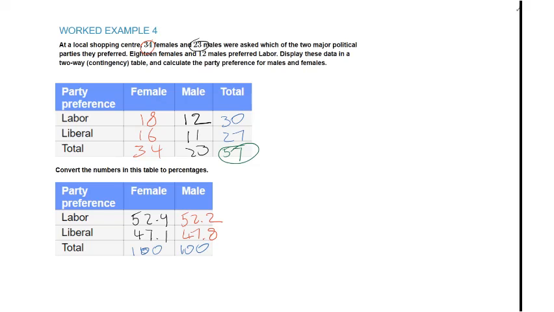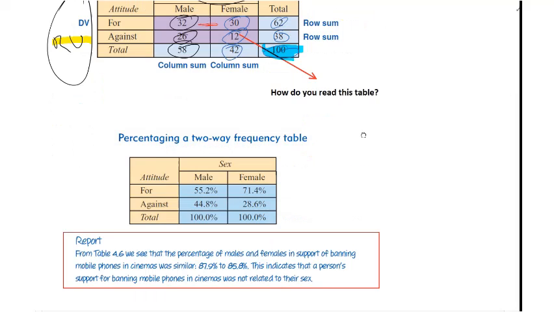What we can say from this is that initially you might go, well, clearly more females prefer voting for Labor than males. But when we look at it in terms of percentage, we find that's not the case. The sex of the person voting has no real impact on what party they're going to vote for.